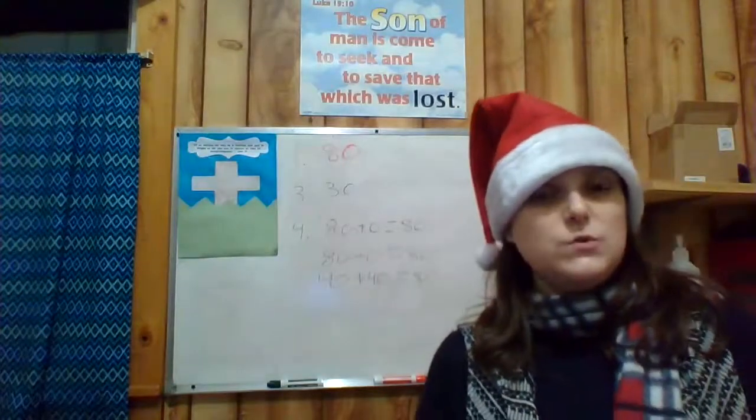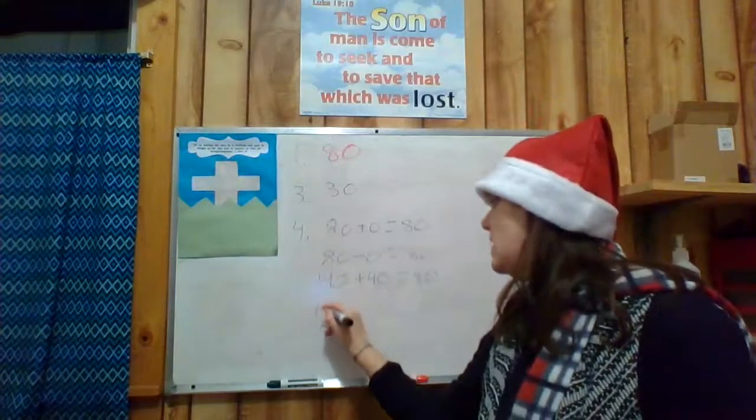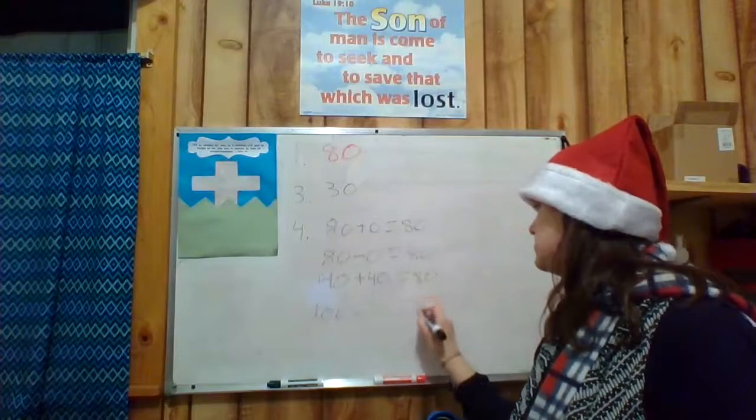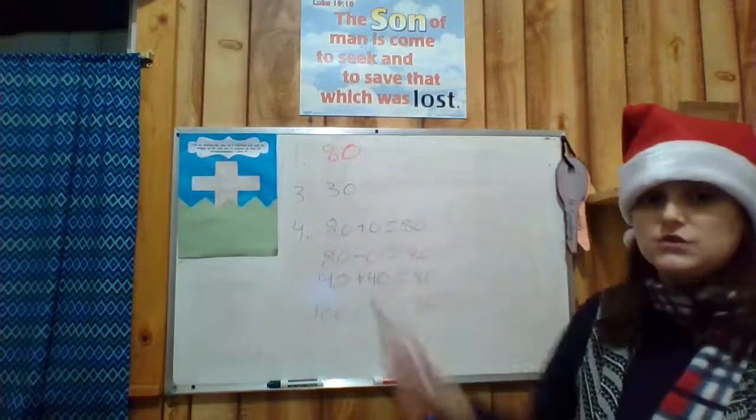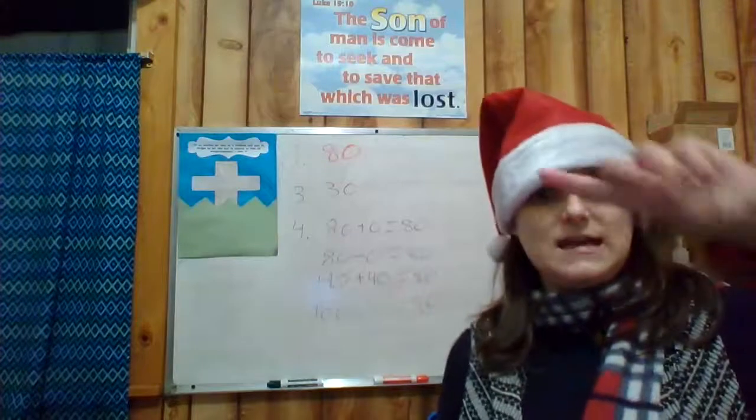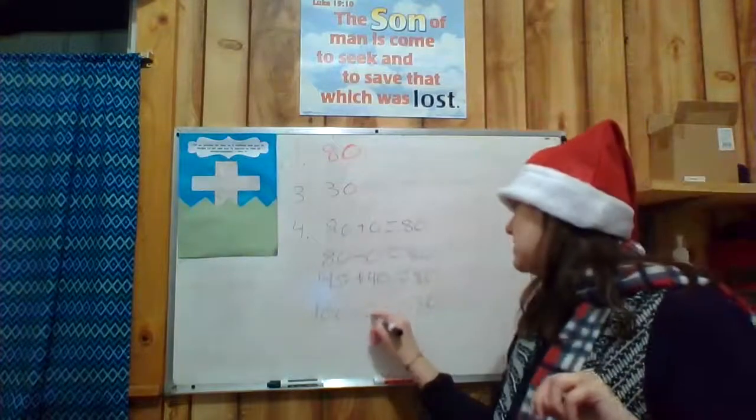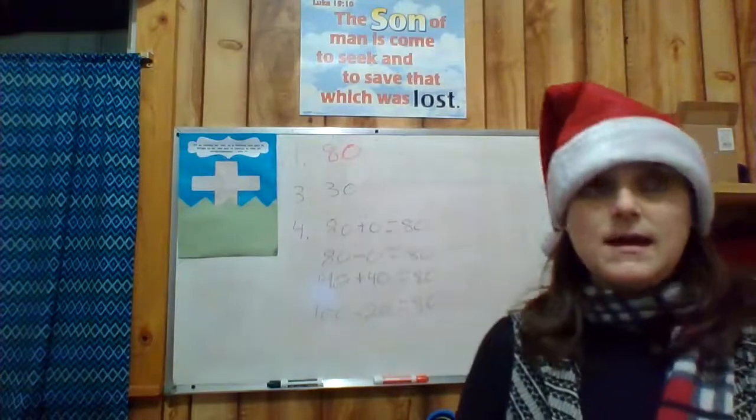Okay, let's do 100 minus blank equals 80, okay? So let's start with 80 and count to 100. Ready? 80, 90, 100. So we added 20. So 100 minus 20 equals 80.